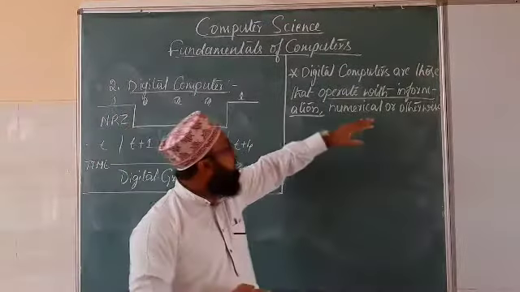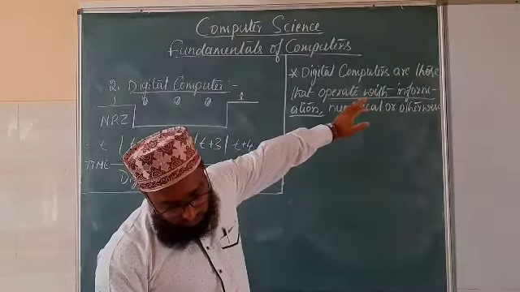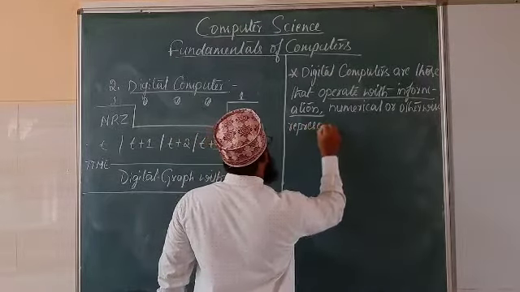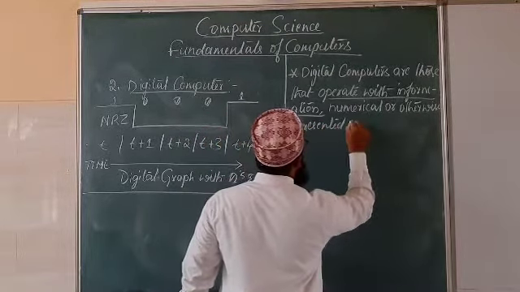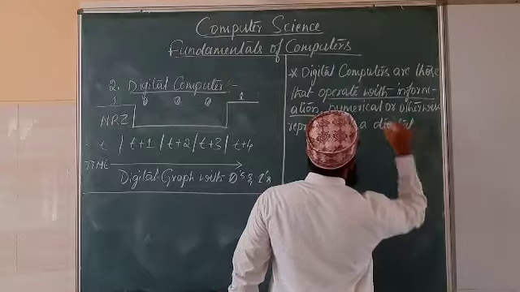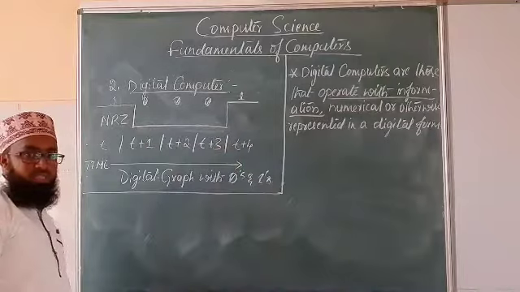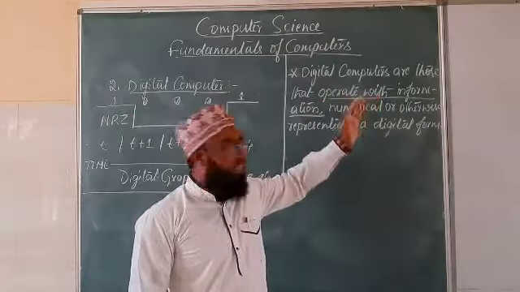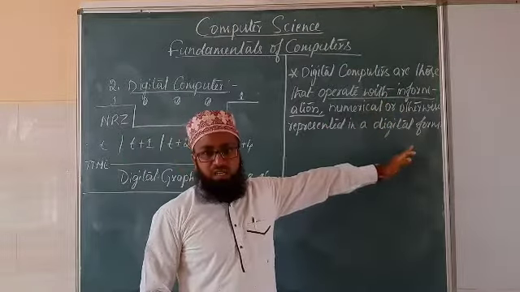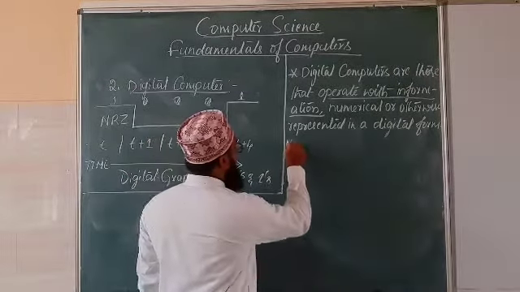What type of information? Either it may be numerical information or otherwise represented in a digital form. Digital computers operate with information. Either the information is numeric or the information is in the form of digital. Information may be in the digital form. Next point.